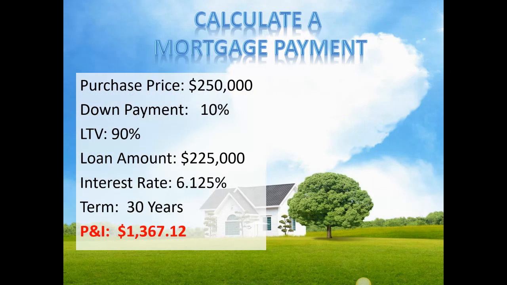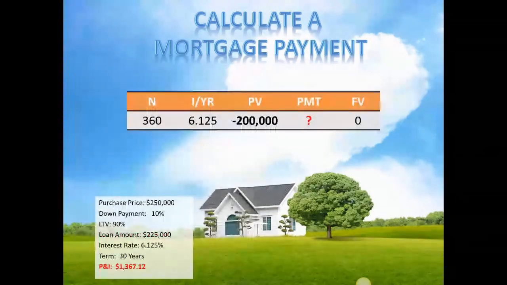Well, here's what their payment would be. Their payment would be $1,367.12. Now, that payment includes principal and interest. So that tells you they can buy a $250,000 house, put down 10%. If the interest rate is 6.125, their payment would be $1,367.12. Okay?